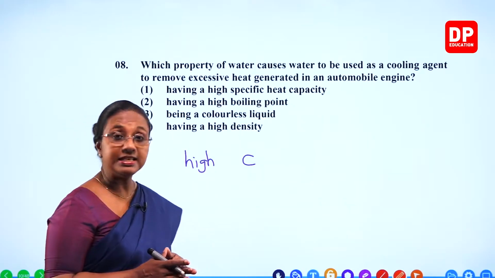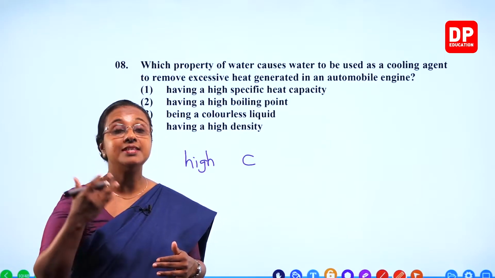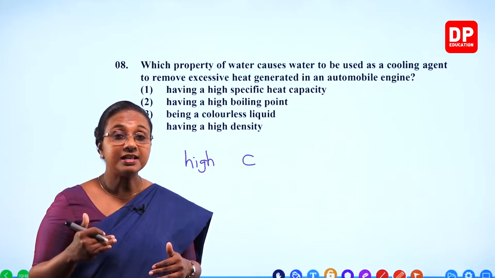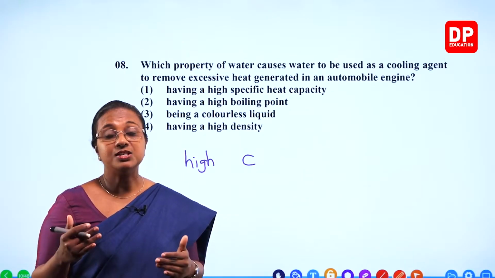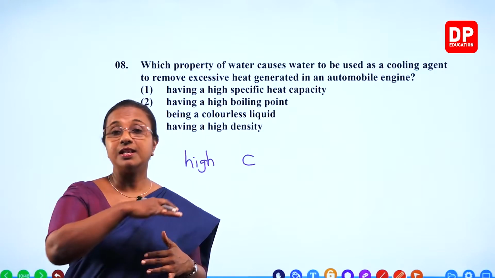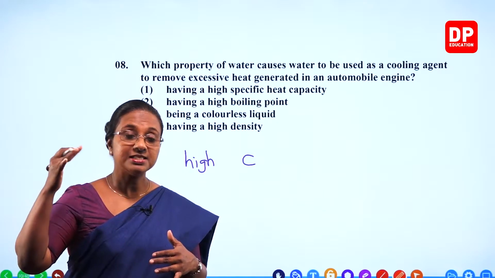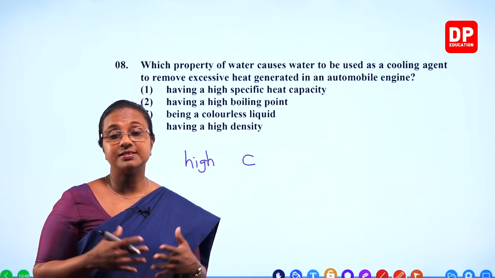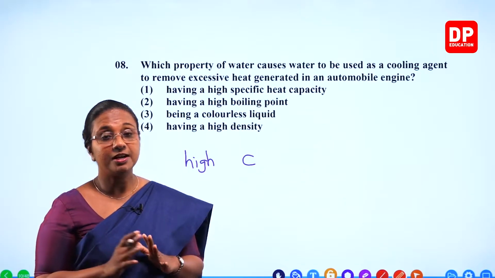Then having a high density. Now, when water has high density, ice has less density, lower than water. Because of that, there is differential expansion in freezing. That is why during the winter season, when the top part of the water body becomes ice, still under the ice there is water and all the organisms are able to survive. So that is a different property.